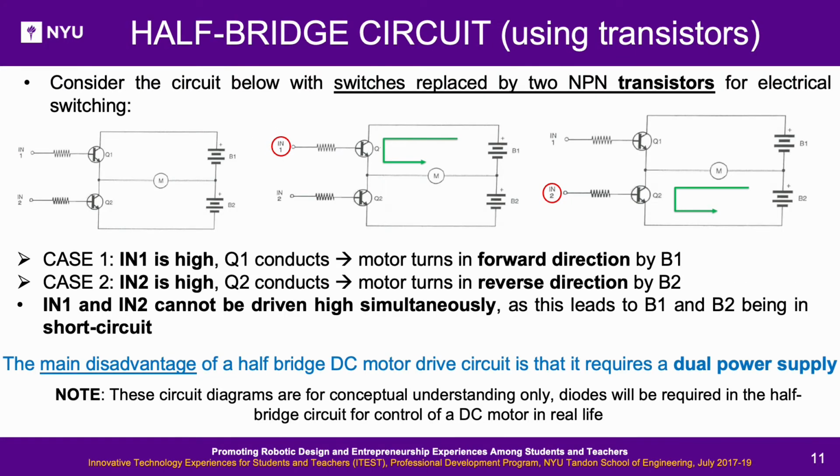Half-bridge circuit using transistors. Recall that a transistor can work as an electronic switch, and hence, it can replace the mechanical switch in the bridge circuit. Consider the circuit shown with switches replaced by two NPN transistors for electrical switching. Case 1. IN1 is high, Q1 conducts and so, the motor turns in forward direction by B1. Case 2. IN2 is high, Q2 conducts and so, the motor turns in reverse direction by B2. IN1 and IN2 cannot be driven high simultaneously, as this leads to B1 and B2 being in short circuit.